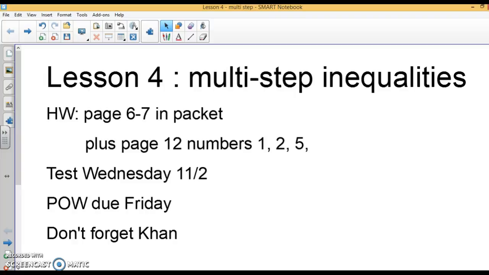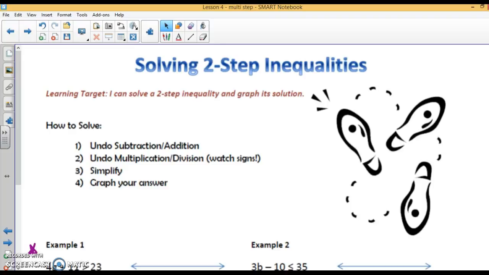to Inequalities, Lesson 4, which is solving multi-step inequality. Here's the homework that goes with it and some other information. Now, this is page number 6 in your note packet.